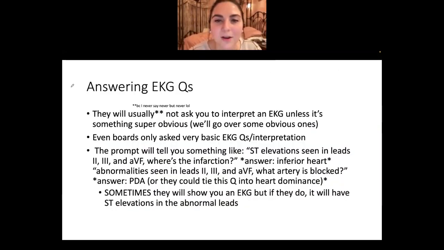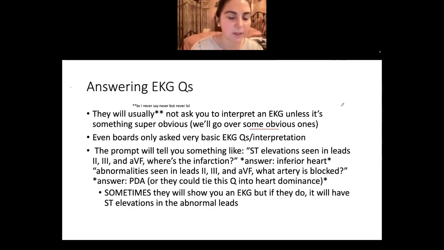Okay. So now that we went through the basics of EKGs, on answering EKG questions, and this is true for your exam and for boards, they will usually, and I wanted to say never, but never say never, not ask you to just straight up interpret an EKG. They'll never just give you an EKG and ask what's going on with this patient. They'll give you some sort of vignette, and the EKG will just be a supplement. There are some obvious ones where they straight up ask what is happening with this patient, and those are the ones we're going to go over next.